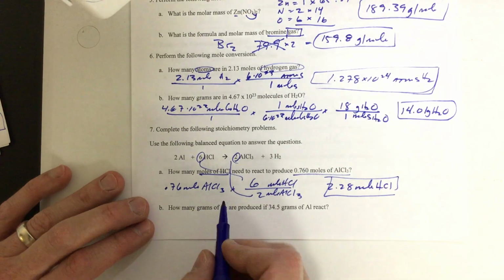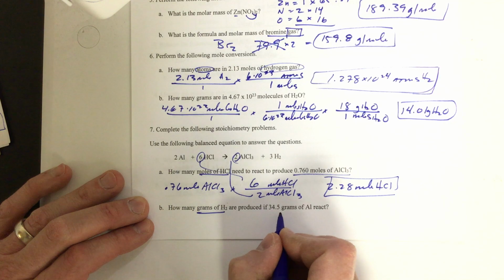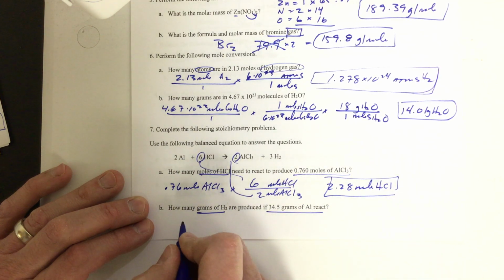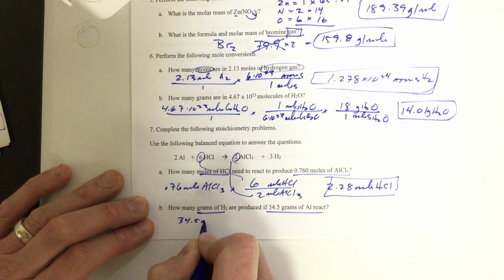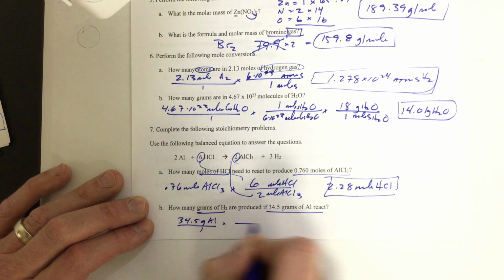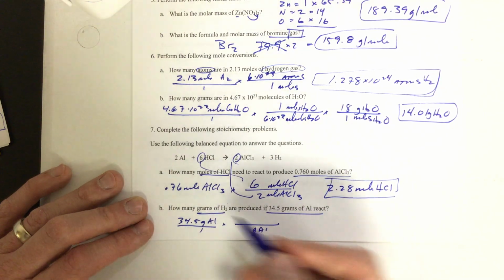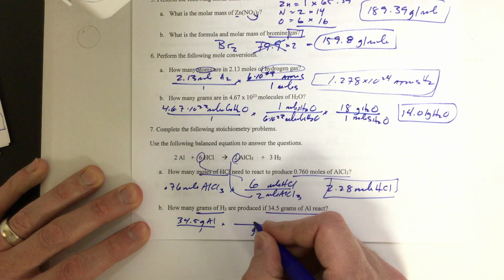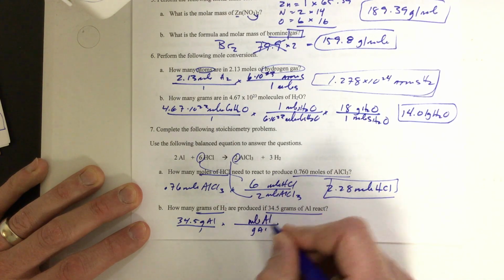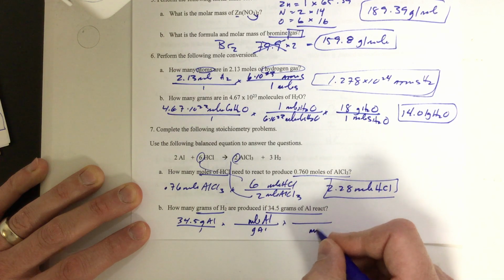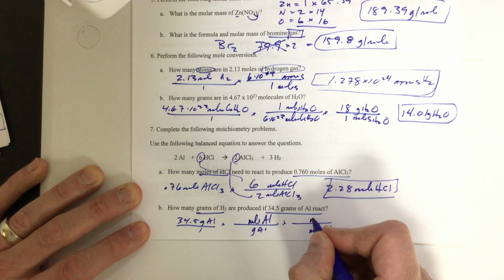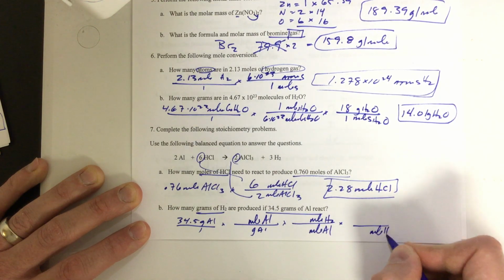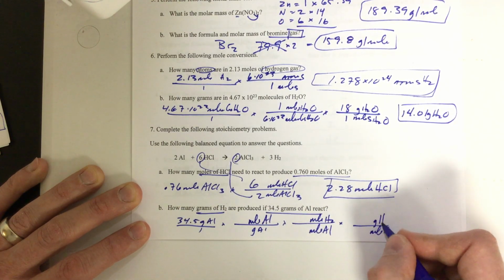And last but not least, how many grams of hydrogen are produced from 34.5 grams of aluminum? Okay, start with what I know. 34.5 grams of aluminum. Placeholder, cancel. I don't want grams of aluminum. I've got to get to hydrogen, so I've got to cross over. I at least have to get to the moles of aluminum. So I'm going to go to moles of aluminum. And then I know I'm going to have to get rid of moles of aluminum. I'm going to go to moles of hydrogen, and I know I'm going to have to get rid of moles of hydrogen because I need grams of hydrogen.